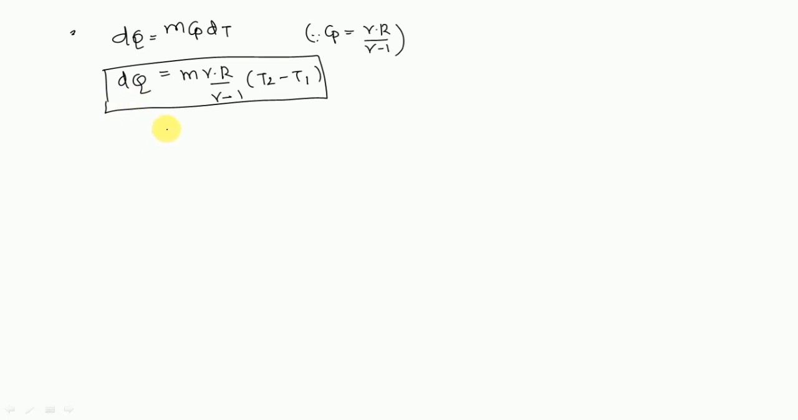Now the next process is the isothermal process. In the isothermal process, the temperature remains constant. The process in which the temperature remains constant is called the isothermal process. So we can write T1 is equal to T2 is equal to T3 is equal to T, which is constant.